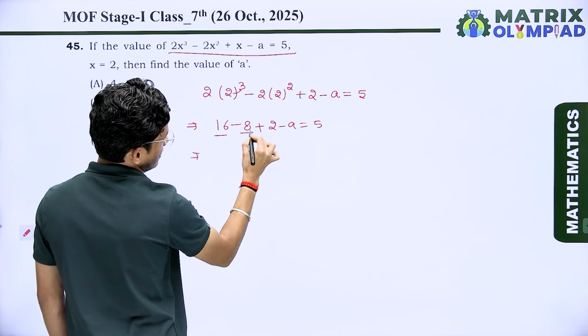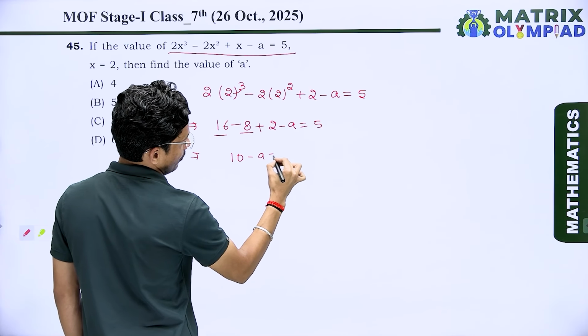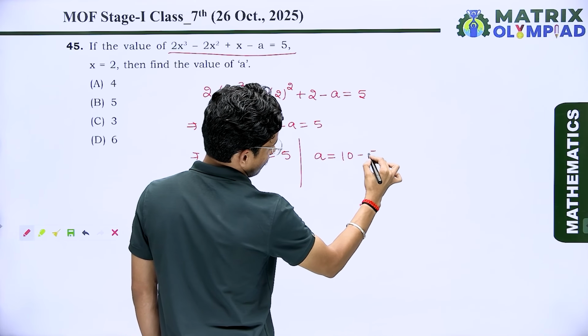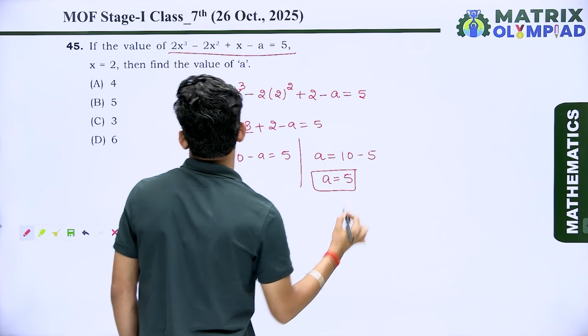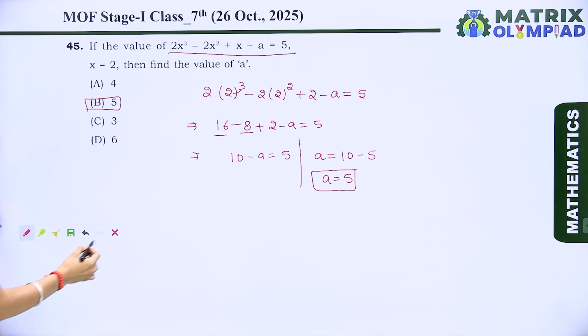Then 16 minus 8, here we get 8. 8 plus 2 is 10. It means 10 minus a equals 5, and the value of a is equal to 10 minus 5. So here we get the value of a is equal to 5. It means option number B is the correct answer.